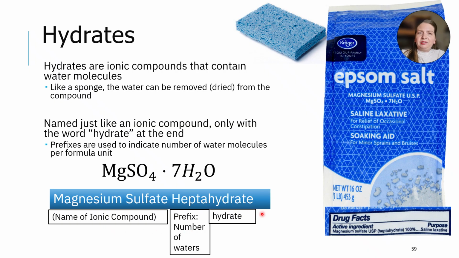In the chemical formula, the water molecules are shown after a dot, and there's also a number to indicate how many water molecules there are. In the name, a prefix is used to indicate how many water molecules are present. Epsom salt is magnesium sulfate heptahydrate. Magnesium sulfate is a type 1 ionic compound with the formula MgSO4. The prefix hepta indicates that there are 7 water molecules, so the complete formula is MgSO4·7H2O.